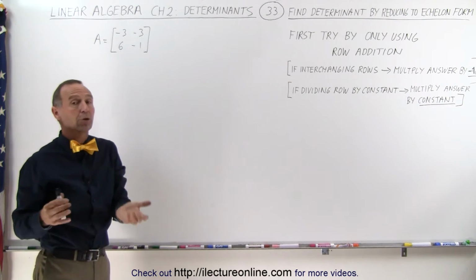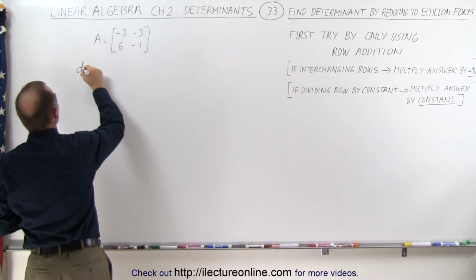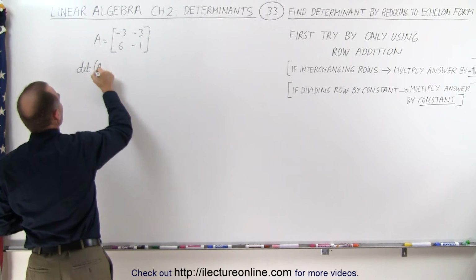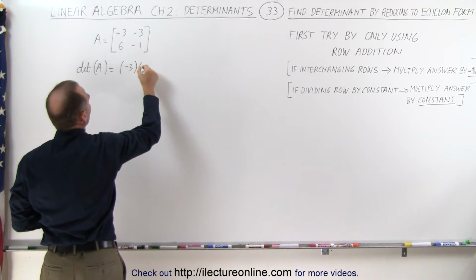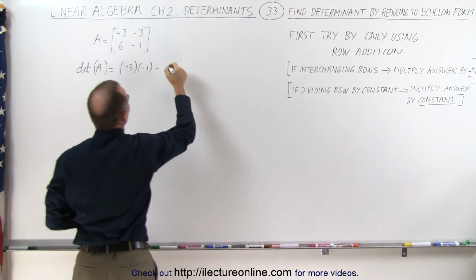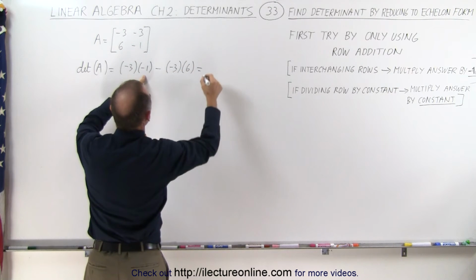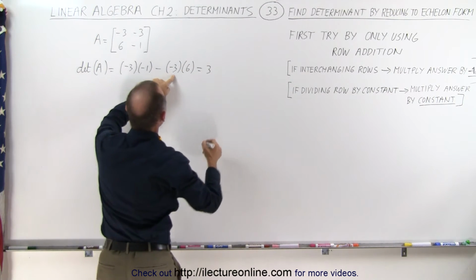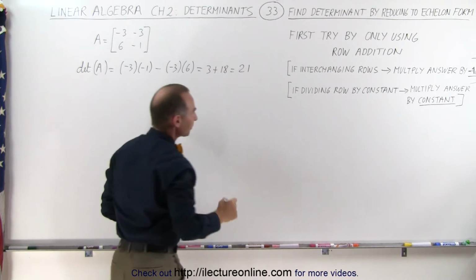To have something to compare it to, let's first do it the old-fashioned way. Take the determinant of the matrix A, and that is equal to the product of those two, minus 3 times the minus 1, minus the product of those two, minus 3 times the positive 6. So this would be 3 minus a minus 18, that would be plus 18, which is 21.